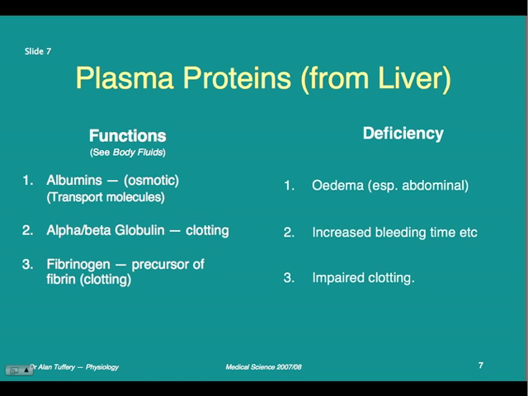If we go back to blood, there was another category of proteins in the blood which doesn't come from the liver. It's the immunoglobulins, which come from the white cells. So when you go back to that slide, you'll see that extra category.